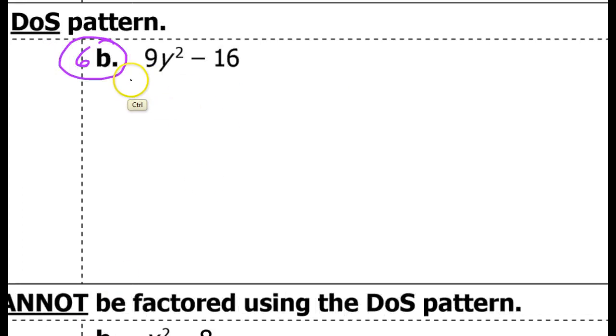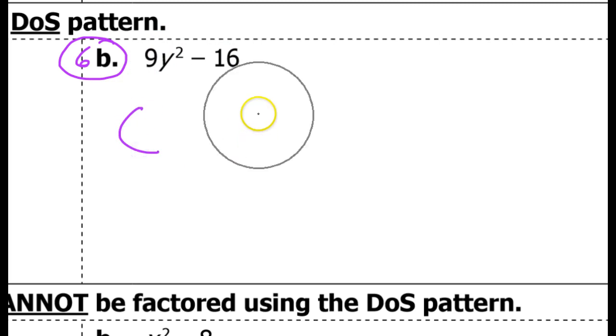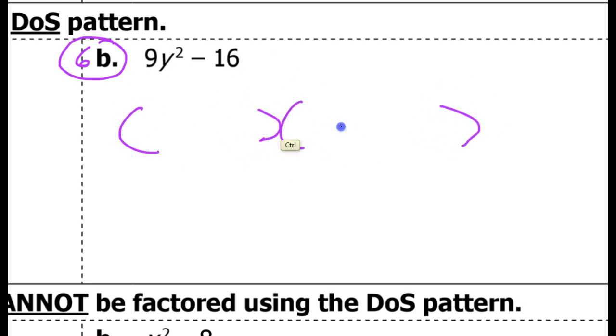We can do the same thing for 6b. Doesn't matter that there's a 9 in front. We can still use this difference of squares pattern. Alright, everything will be split up evenly. So 9 is 3 times 3. Y squared is y times y. Then we will have 1 plus and 1 minus, and then 16 is 4 times 4. So there's your difference of squares pattern.